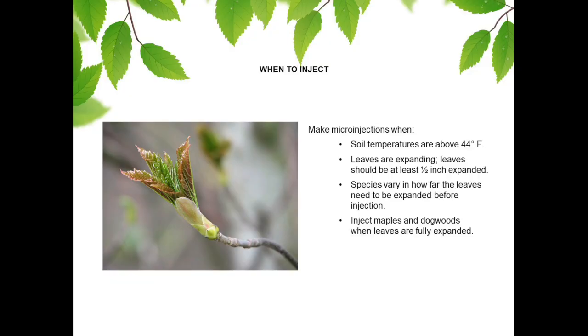Species vary in how far the leaves need to be expanded before injection. Inject maples and dogwoods when leaves are fully expanded. As you gain more experience with the different species, assessing these factors will become easier.